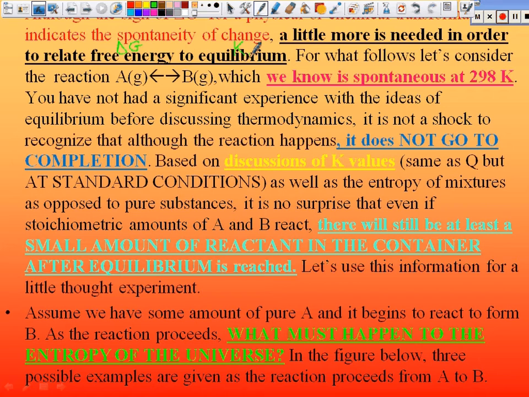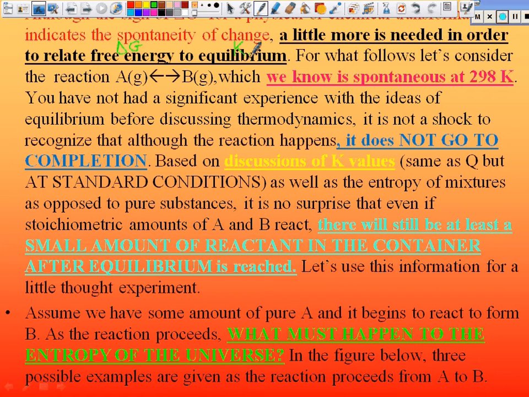Okay, go ahead. You have not had a significant experience with the ideas of equilibrium. False. You do have. Before discussing thermodynamics, it is not a shock to recognize that although the reaction happens, it does not go to completion. Pause. Simply based on the reaction itself, how do you know it doesn't go to completion? The arrows. Okay, go ahead.